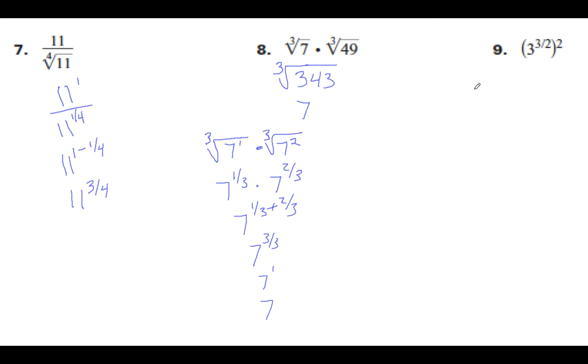So problem number 9, we have power of a power. So we're going to take 3 to the 3/2 power times 2, okay? You can multiply across the top, 6 over 2, which is 3 to the 3rd power. If you have a number like this, then you should just simplify this. 3 to the 3rd power is going to be 27. Okay, there's the next 3 problems.